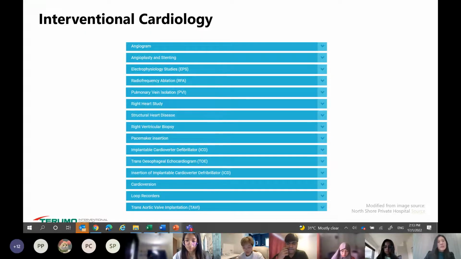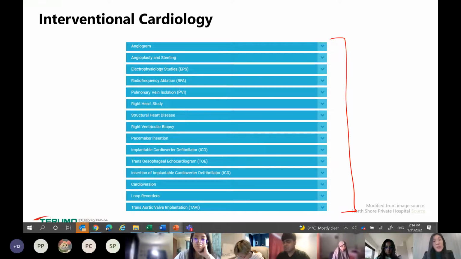Okay, so I'm going to start with what is interventional cardiology, because you'll realize that interventional cardiology means a lot of things in your cath lab. It covers a very large scope. It includes many heart diseases on top of the disease relating to coronary arteries. In this table, you see an example from the North Shore Private Hospital IC department in Sydney, Australia. They provide this list of services.